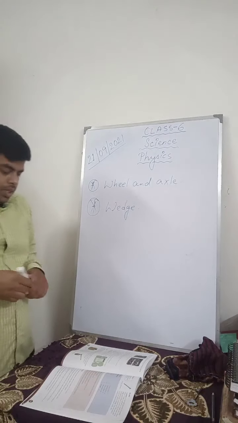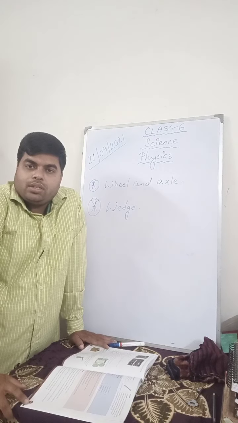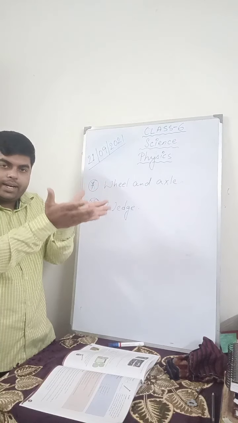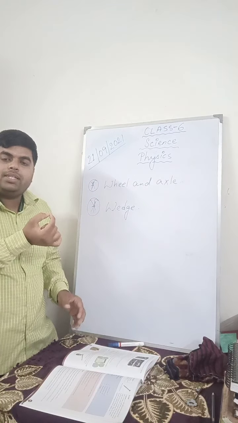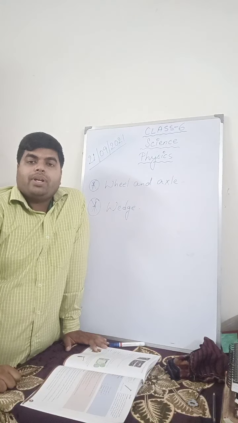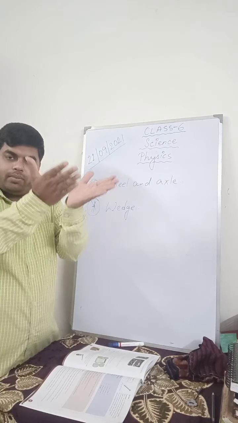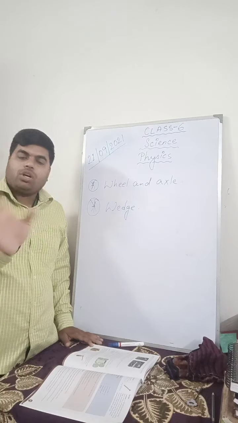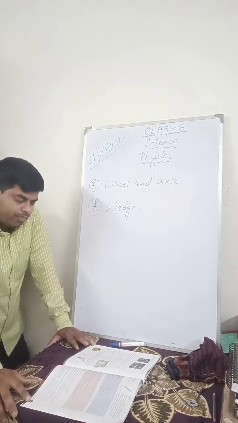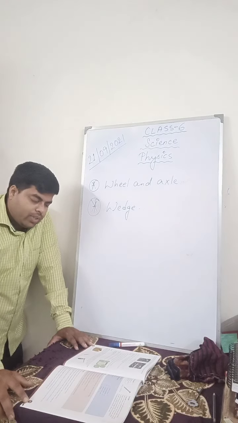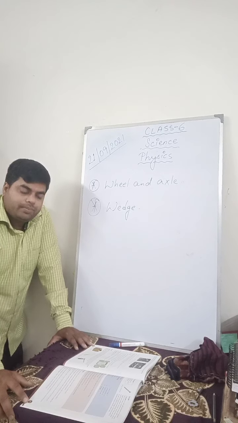Next is wedge. What is a wedge? A wedge is a simple machine in which two sharp edges are connected to make one single sharp edge, and the other side is blunt. For example, a knife or an axe. A wedge is a simple machine with two planes that meet at a sharp edge. One end of the wedge is sharp and the other end is blunt.